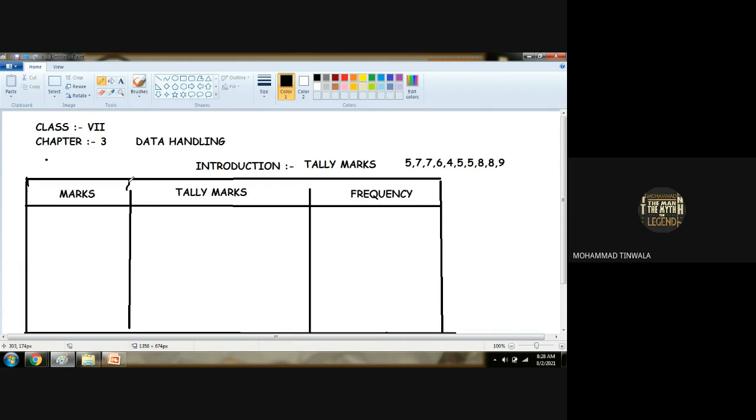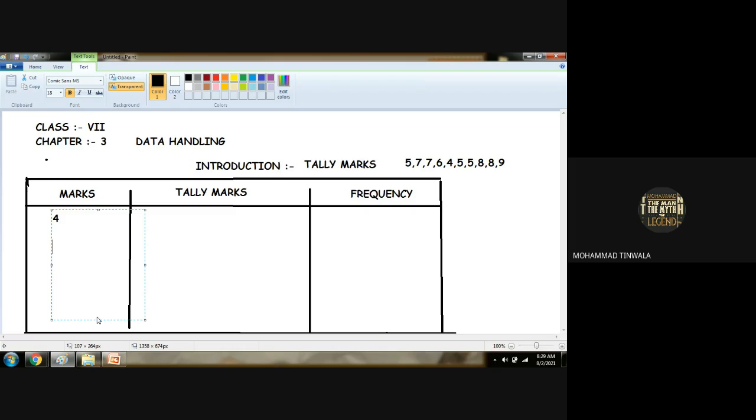Now, marks we have. The smallest number is 4 and the biggest number is 9. 4, 5, 6, 7, 8, and 9. So we will write here 4, 5, 6, 7, 8, and 9. We got this formation.